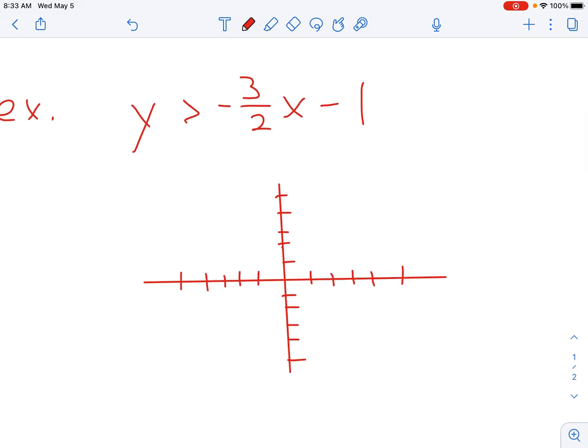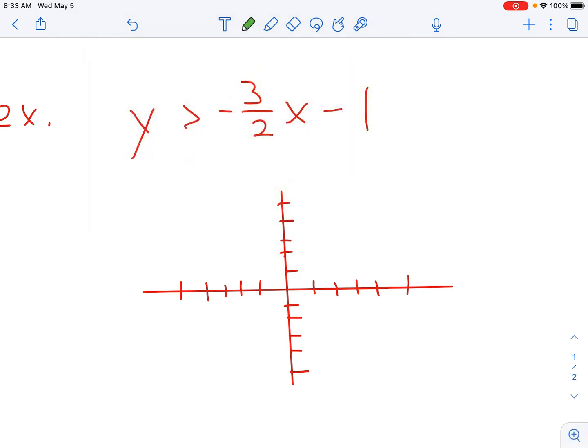And I have a y-intercept, I'll make that green, of negative 1. And I'm going to go down 3 and to the right 2, or up 3 and to the left 2. And if I connect those with a line, that would be if it were an equation. Okay, but of course it's not an equation. So I'm going to make it a dashed line, because numbers that are on this line are numbers that make the left side equal to the right side. Well, we don't want them to be equal, we just want to be greater than.